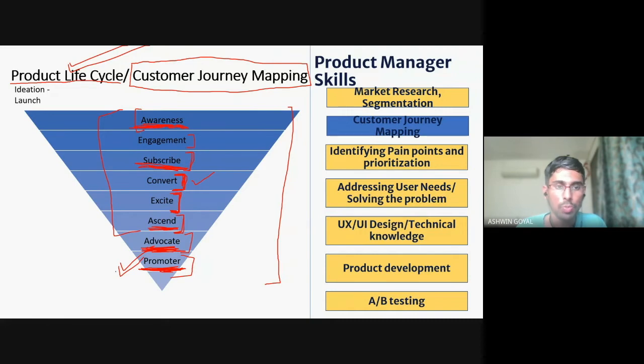And from awareness to promotion is a very subjective life cycle. What I mean to say is that some products might not have the subscribe stage, some products might not have the excite stage, some might not have ascend stage. So in case of Swiggy was a very good example. We had all these stages. The subscribe stage is slightly dicey here because Swiggy has some kind of subscription, I think, right? So that is there. Subscribe stage is still there. But yeah, some companies don't have this subscribe stage. And some companies might not have some other stage. So this is very subjective, and we might not have all the steps in this customer journey mapping.